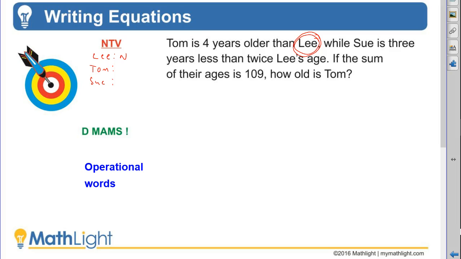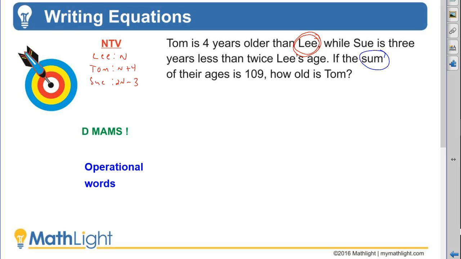Now Tom is 4 years older than Lee. If Lee is n, how do you get 4 years older? You add 4. All right, that's Tom. Sue is 3 years less than twice Lee's age. Be careful. 3 years less is to subtract 3, and then you've got to do twice Lee's age, 2n minus 3. There we go.